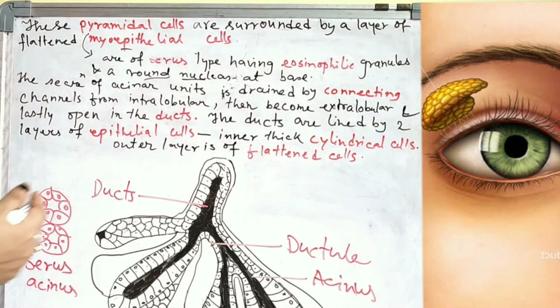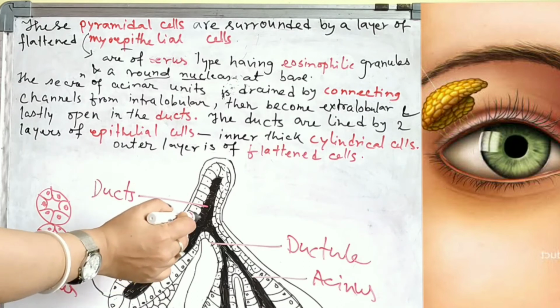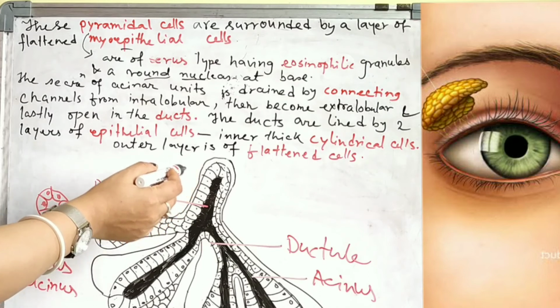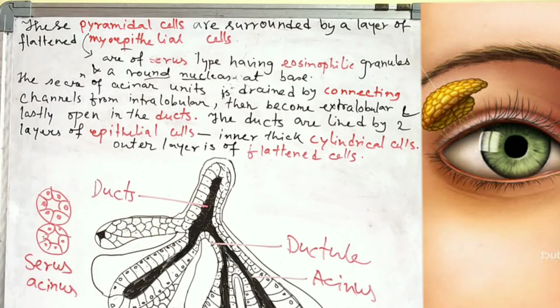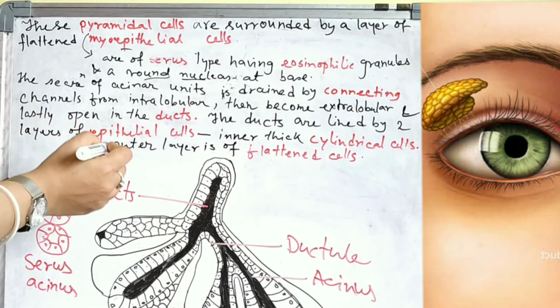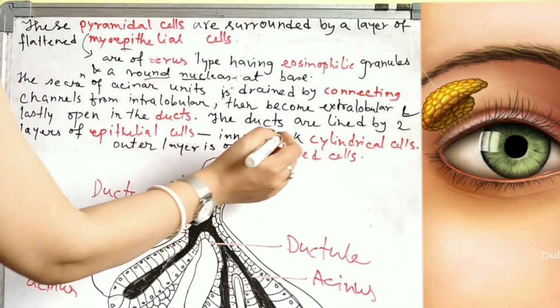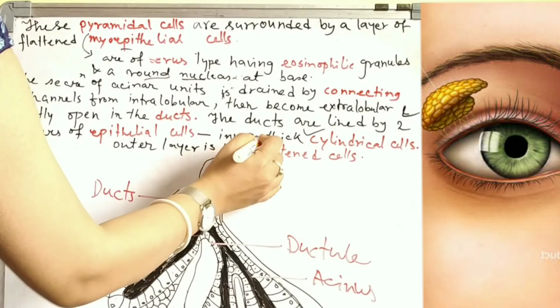So this is the way they form the intralobular and extralobular channels to meet with the ducts. Now the ducts are lined by two layers of epithelial cells. The inner lining is formed by thick cylindrical cells and the outer layer is of flattened cells. So in the ducts we can find the two layers, cylindrical cells and flattened cells.